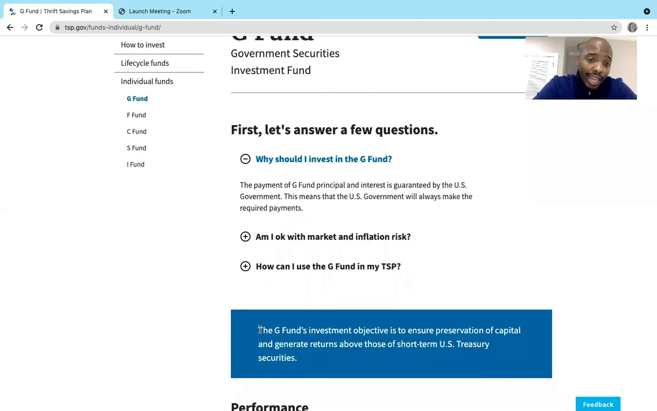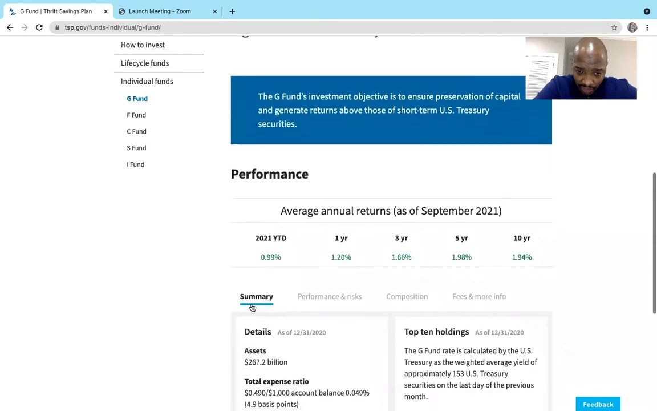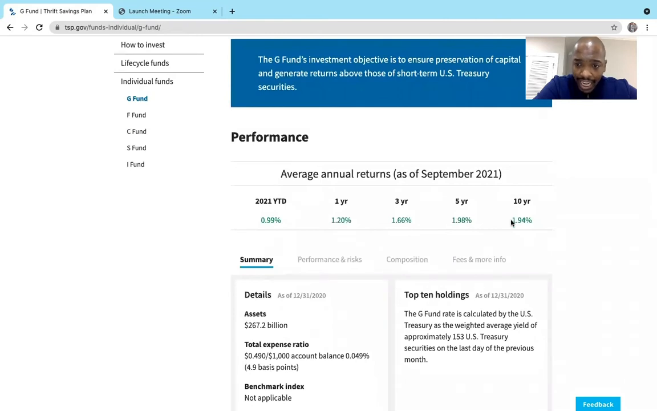Some people are okay with that, but just know that there's just as much risk in being too conservative as being too aggressive. So we look at the performance of the G fund. Since it came out, we always want to look at the 3-year, the 5-year, or the 10-year. But on average, it's only doing about 2% a year. For the year 2021, it's at 0.99. 1 year is 1.2%, 3 years 1.6%, 5 years 1.98, and 10 years 1.94.